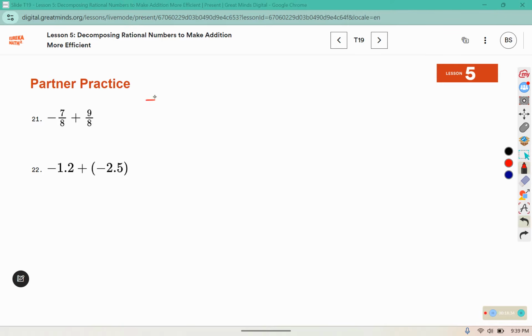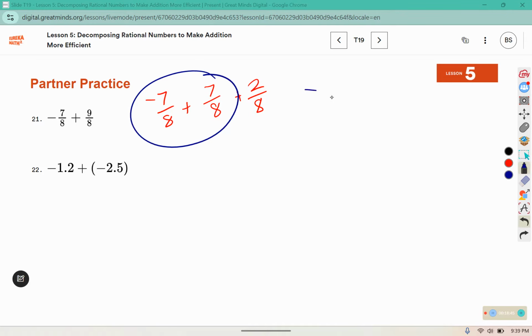We can split this up into negative 7/8, 7/8, and 2/8 because 7 plus 2 would make the 9. Those are additive inverses, so our final answer is 2/8. These are both going the same direction. We're going left 1.2 and left 2.5. 2 and 1 make 3. 5 and 2 make 7. And it's going to the left.